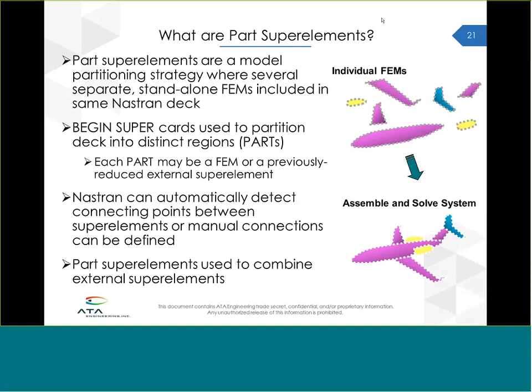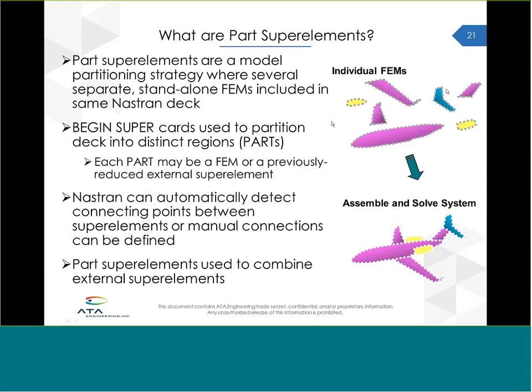So, part superelements. Just wanted to talk about these for a few minutes. This is just a model partitioning strategy where you take several different independent FEMs and stack them all together into the same deck. So again, you don't have to worry about numbering IDs across superelements. You're allowed to have duplicates. And as you copy and paste these into a Nastran deck, you use these BEGIN SUPER cards to define the partition. So that's what tells Nastran where the end of one superelement is and the beginning of the next one starts.